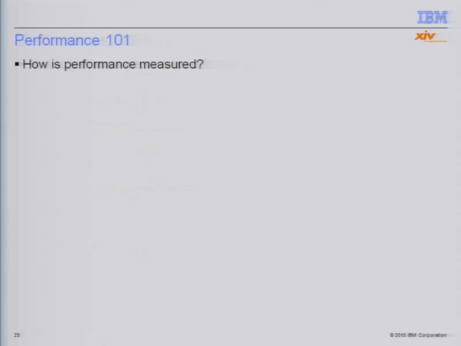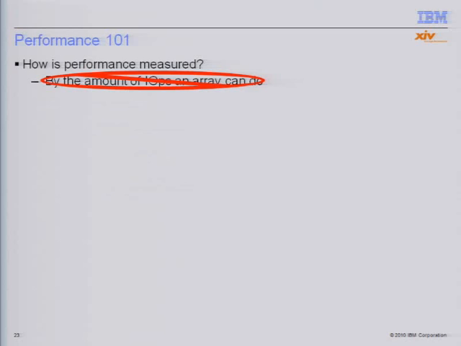So I always ask my customers, how is performance measured? And the common answer is by the amount of IOPS an array can do. How many people agree with that statement? I don't really. It's more so by the amount of time it takes an IOP to respond to a request. You measure performance by latency and not by the amount of IOPS.